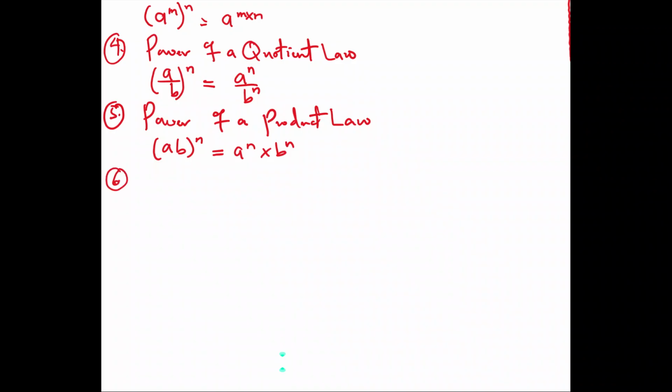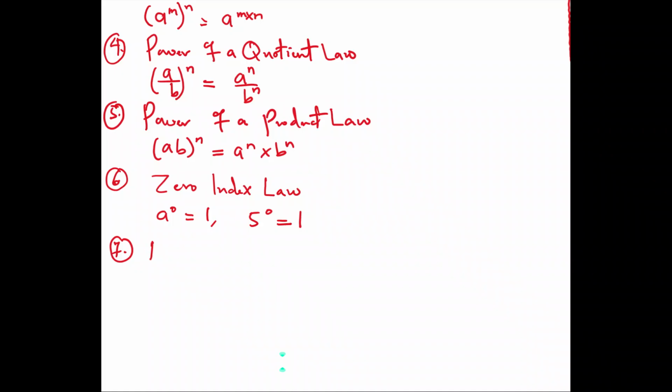Now let's go to number 6, the zero index law. This one means that any number except 0 that is raised to the power of 0 is 1. Anything raised to the power of 0 will give us 1, except 0. So a raised to power 0 will give us 1, and 5 raised to power 0 is 1. That's the zero index law.